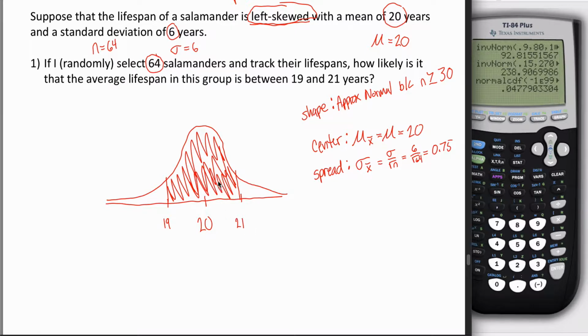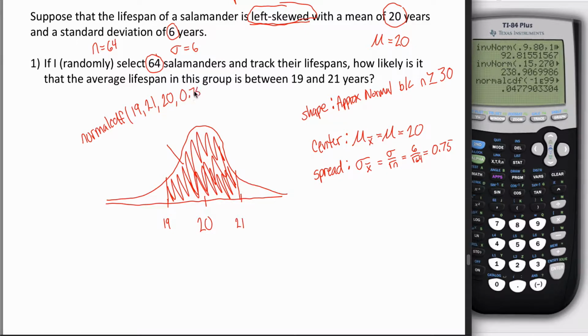But typically by the time you get to this point in the class, you don't even do that. You draw this picture and say, I want to know this area, because this area is how likely it is that the average will be between 19 and 21 years. Anytime you're trying to find the area underneath the curve, you use normal CDF. You have to give your calculator 4 inputs: the lower bound, the upper bound, the center, and careful here, the spread, which is not 6, it's 0.75.